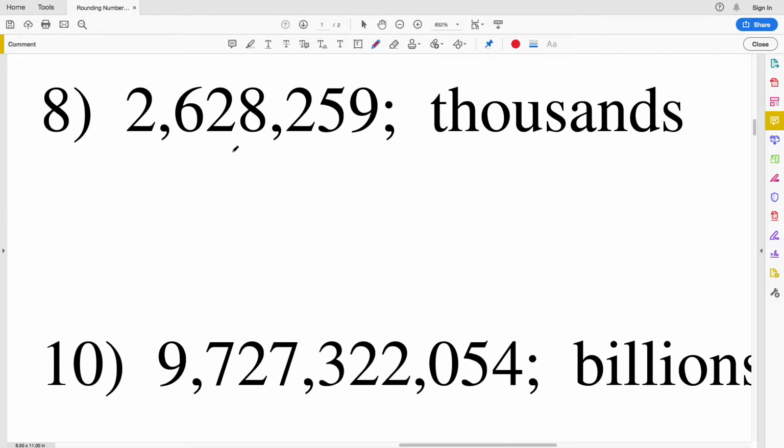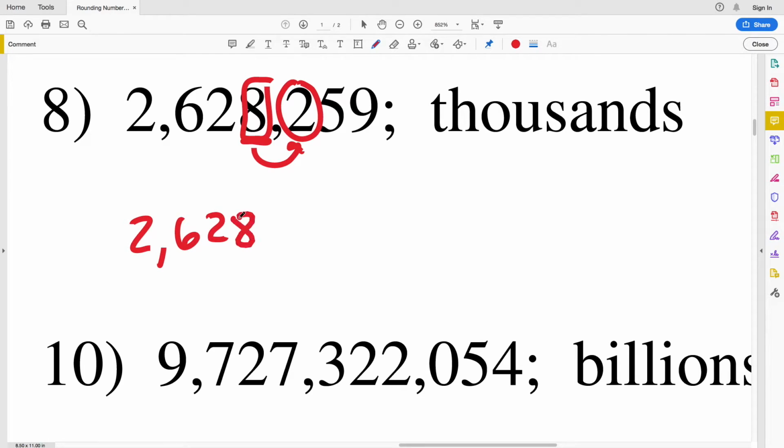And number 8, we're rounding to the thousandths place. Our number is 2,628,259. So we're rounding to that thousandths place, which is where our 8 is. Now, this number is between 2,628,000 and 2,629,000. And in order to figure out which one we round to, we look at that previous place, so the one to the right of our 8, which is the hundredths place, so that 2. The 2 is less than 5, therefore this number stays the same. So we'll have 2,628,000 as our rounded number.